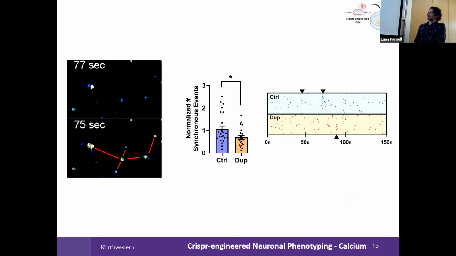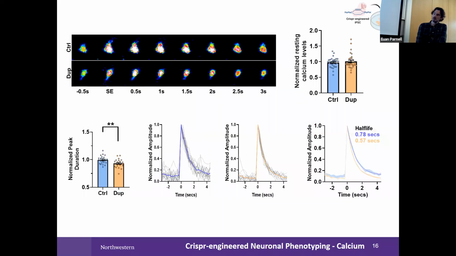supporting our MEA analysis. But what's really useful about calcium imaging, and one of the reasons that we used that, is that we can look at the intracellular levels of calcium, the amplitude of the influx, how much calcium enters the cell following the depolarization, and how fast the cell recovers from that. When we looked at that, we saw no change in the resting levels of calcium, but we saw quite a strong effect on the duration of our calcium events.